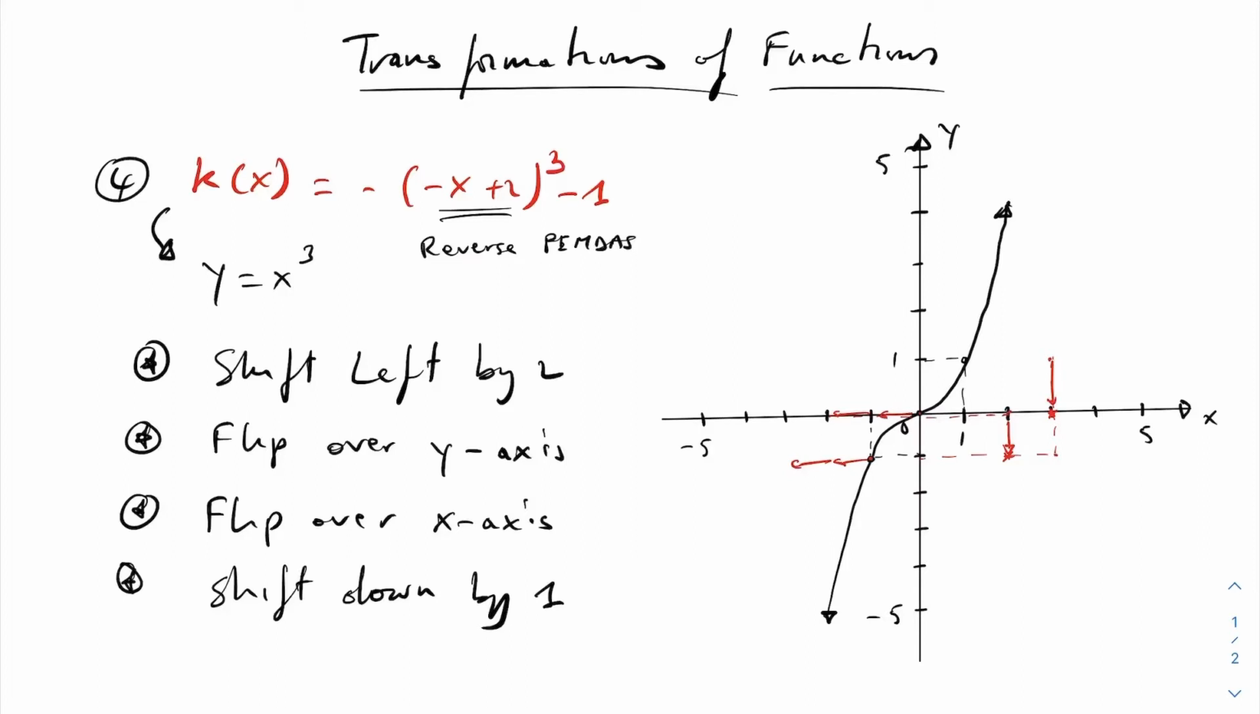Finally, let's look at the point 1, 1 and see where that goes. A shift to the left by 2 will give us the point of coordinate negative 1, 1. Then a flip over the y-axis will get us back to our original point. A flip over the x-axis will get us to the point 1, negative 1. And a shift down by 1 would get us to the point of coordinate 1, negative 2. And finally, we can connect all of these points together, keeping in mind the shape of the parent function in order to obtain a new graph corresponding to the function k of x.